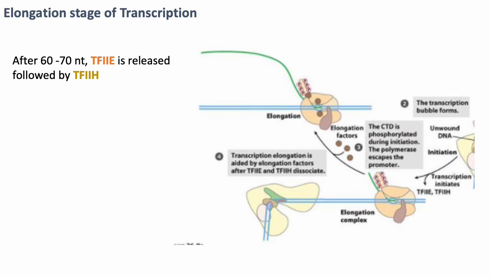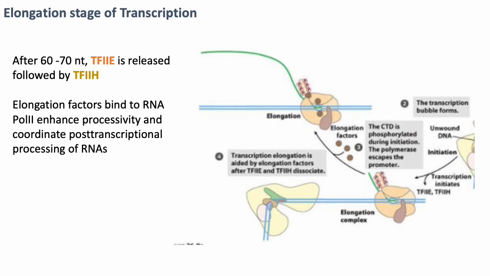So once we have opening up of the complex, we get the elongation stage of transcription. Normally after 60 to 70 nucleotides, we have TF2E released, followed by another transcription factor, which is TF2H. And the transcription elongation is aided by the elongation factors, and that's only after these two transcription factors are released, so they're dissociated. The elongation factors bind to the RNA pol II to enhance, essentially they add to the processivity and help to coordinate post-transcriptional processing of RNAs.